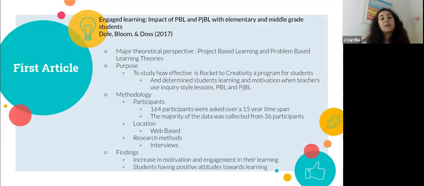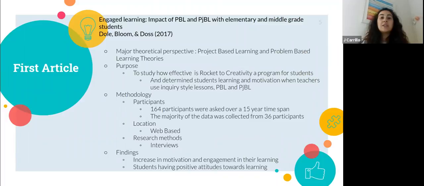The purpose of this article was that they wanted to study a program called Rocket to Creativity for students and to determine if the students were learning and motivated when teachers used the inquiry methods of project-based learning and problem-based learning.